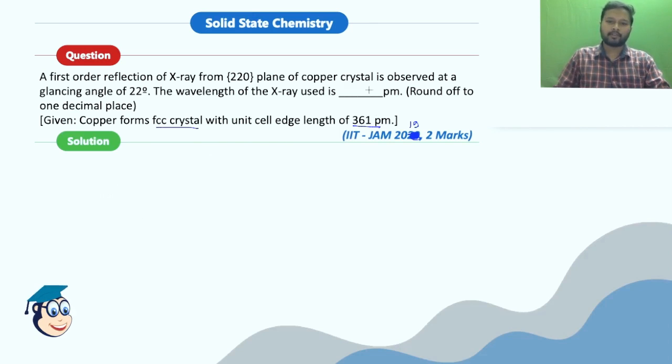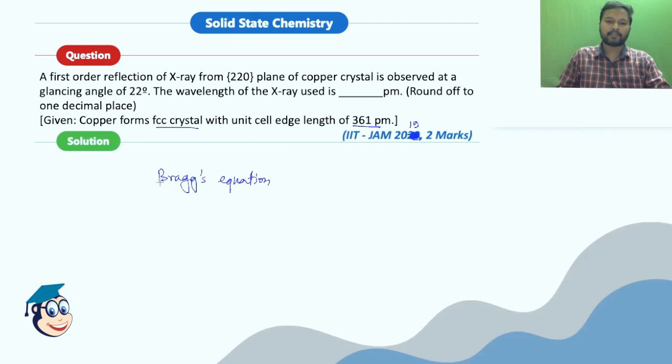In the answer you also have to do it in picometer, so you don't have to change the unit of this. But for this kind of question, wherever the glancing angle is given and you have to find a wavelength, there's a very basic equation which relates both things, that is called Bragg's equation. So you are given Bragg's equation.